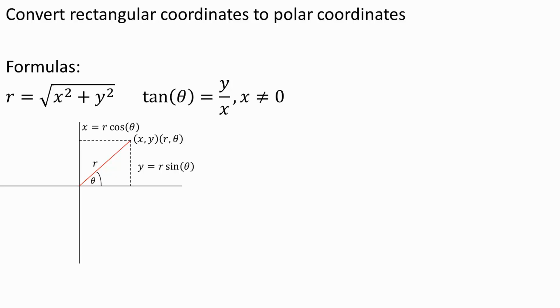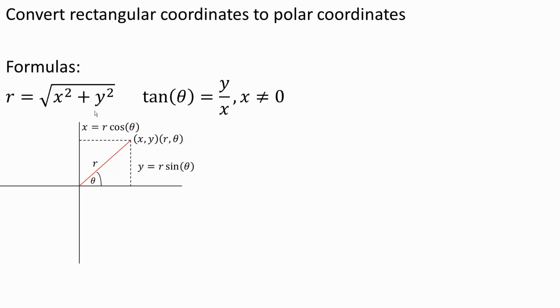In this video, we will be converting rectangular coordinates to polar coordinates, and here's the formula that we will need. r is equal to the square root of x squared plus y squared, and tan theta is equal to y divided by x, and x cannot equal 0. So let's explain these two formulas.